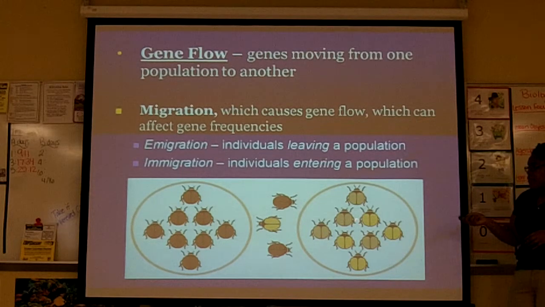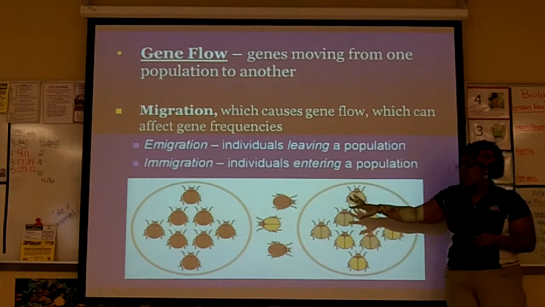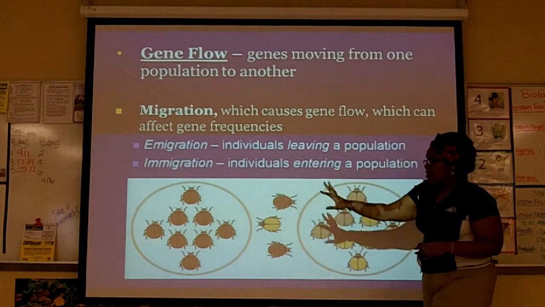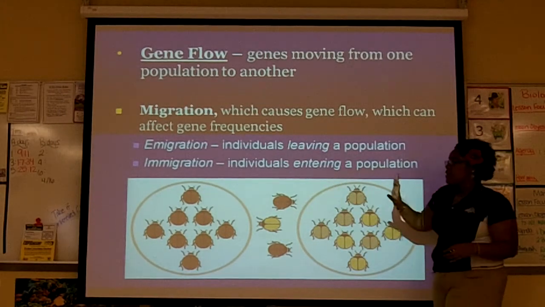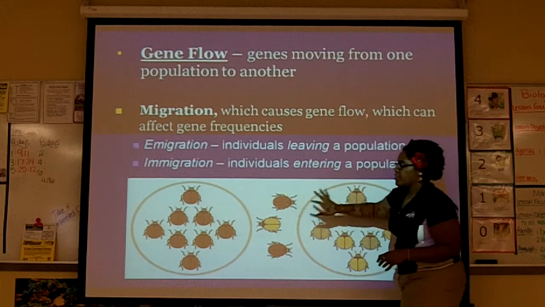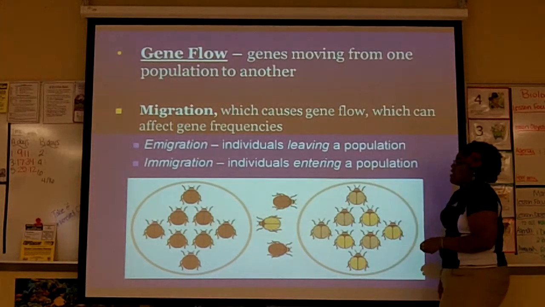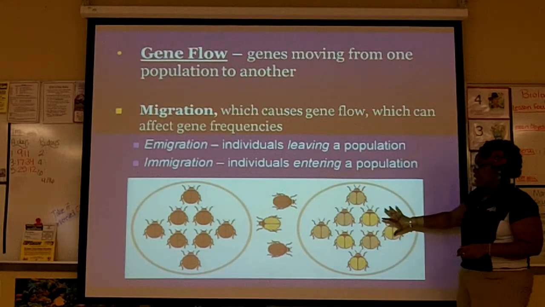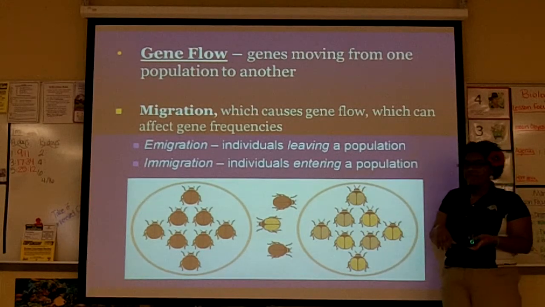So in this case, you see you have a lot of the light-colored beetles, and then you have your dark ones. And before, they're all light-colored. These are all dark-colored, but you see emigrating individuals leaving this population to go to that one. And then you have the brown ones who are immigrating or entering this population. So it's going to alter your gene flow a bit.